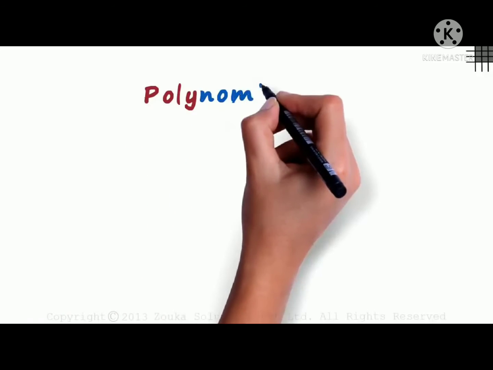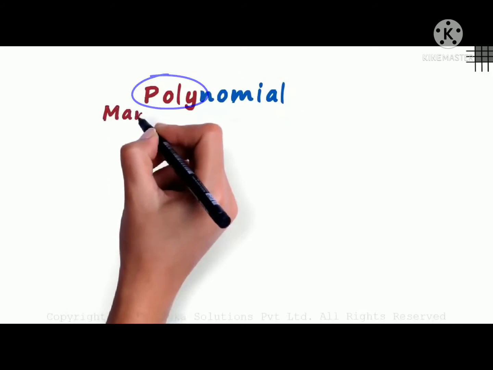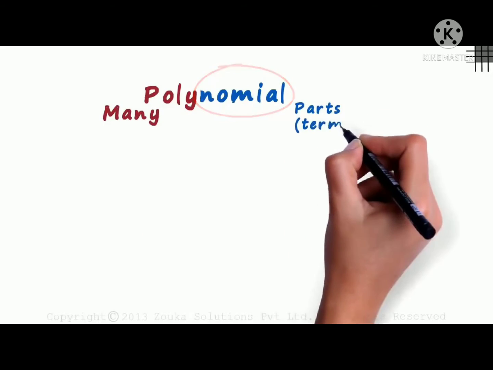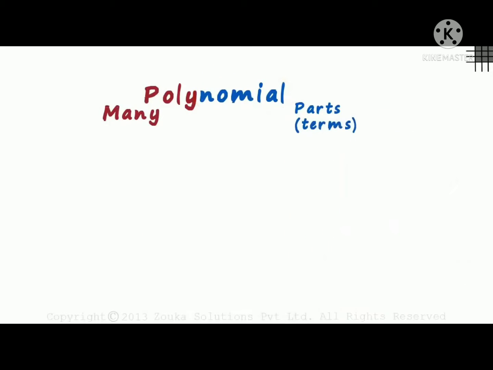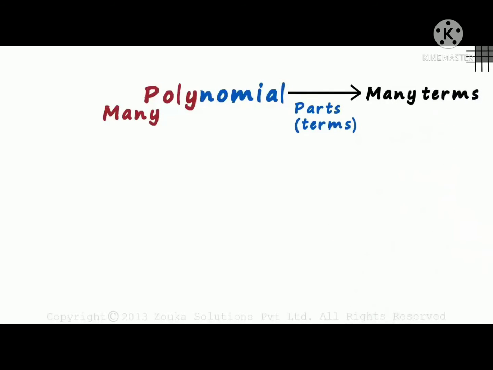Now we can move on to understanding the most important concept in algebraic expressions. It's the concept of polynomials. As you can see, the word has been colored into two parts. Poly means many, and nomial means parts or terms in the case of algebraic expressions. And that's how the word polynomial comes about.